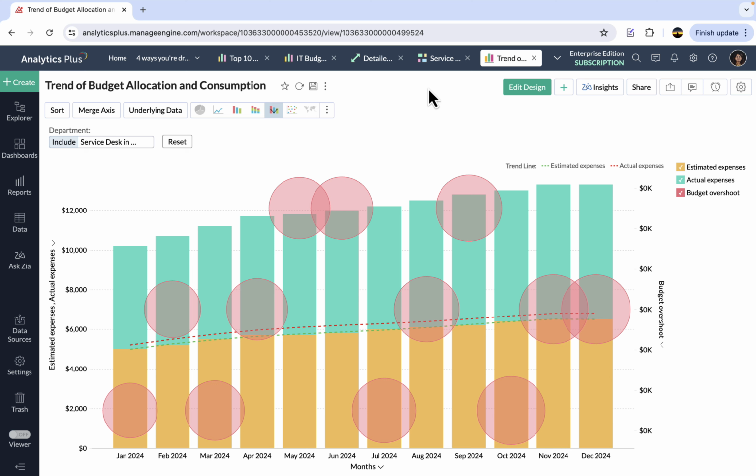Through this powerful analysis, IT managers can identify teams with significant deviations in estimated and actual expenses and dig in to uncover patterns in budget consumption. This provides vital insights that can be wielded to fine-tune the IT budget, facilitate a more accurate allocation for the upcoming years, and ensure sufficient funds are available to support IT growth.